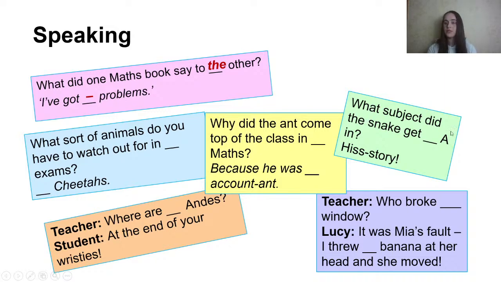The next one: what subject did the snake get A in? History. What do you put here in this table, this blue one? What subject did the snake get A in? Pay attention that A is not just written in a capital letter, because this is the mark that English pupils receive at their schools and universities. So A here is just this mark.